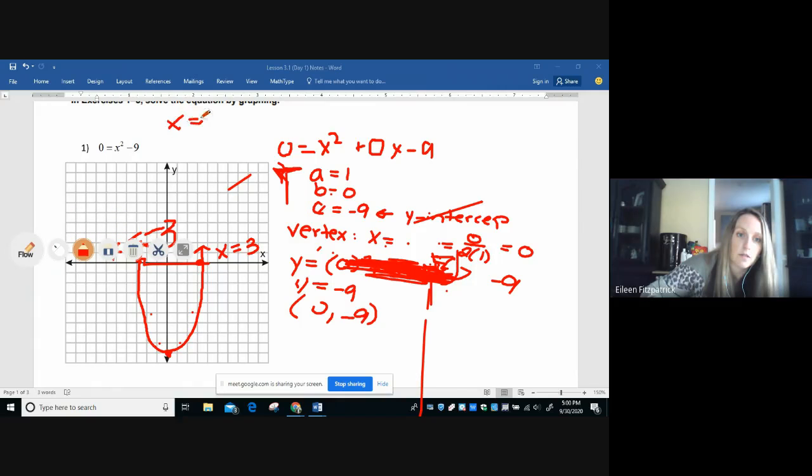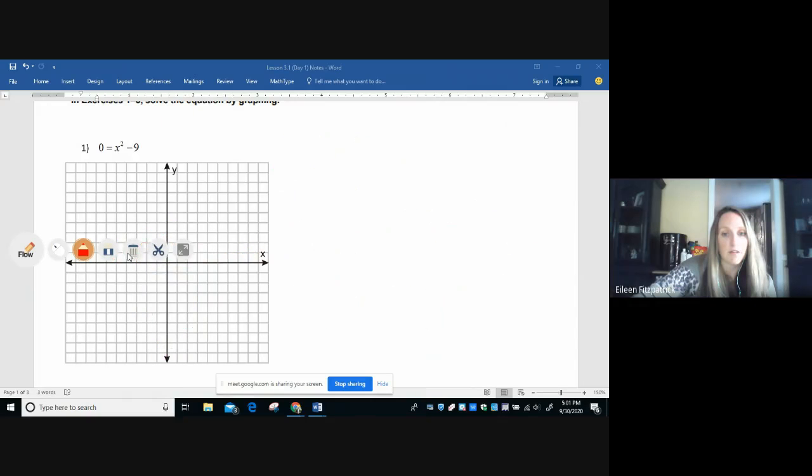x is equal to 3, and x is equal to negative 3. I just want to write the last answer, negative 3. Okay, there we go. All right, let me erase that mess and we'll move down to the next one.